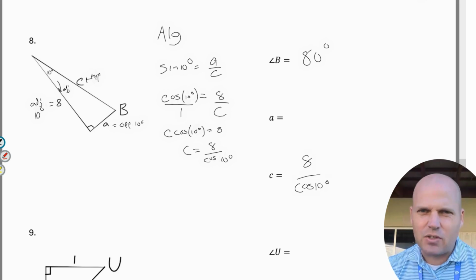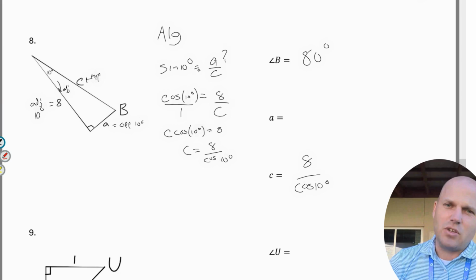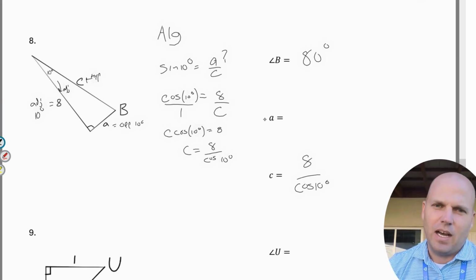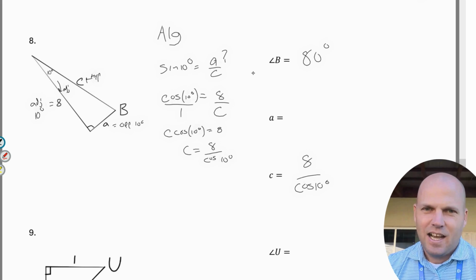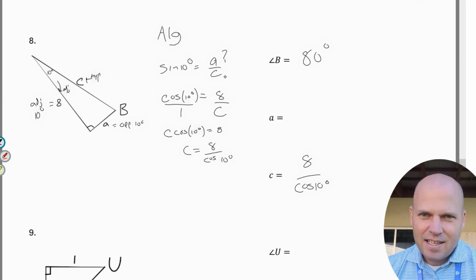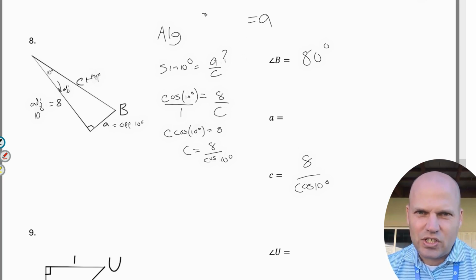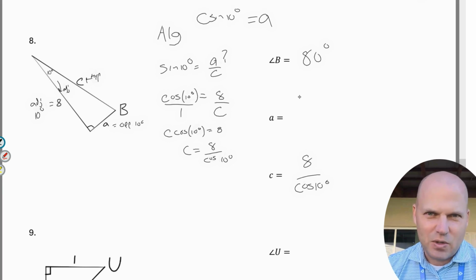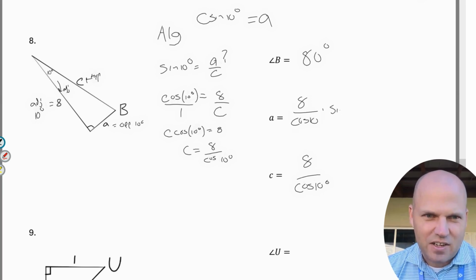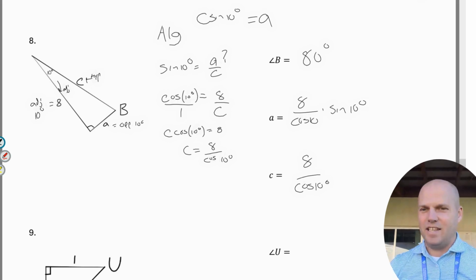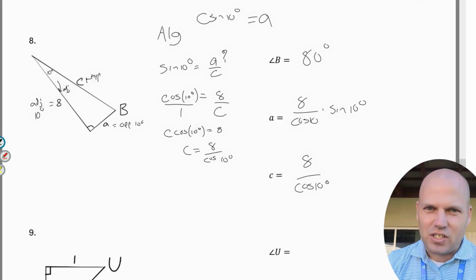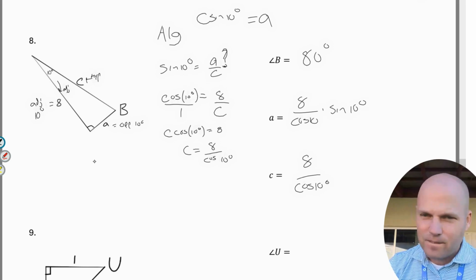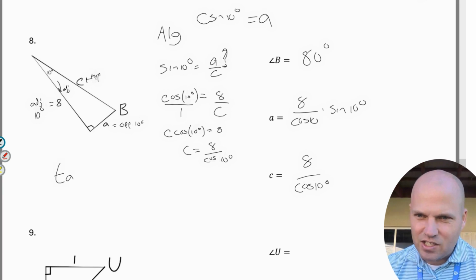If I can't use sine and cosine... because I can actually use sine now if I wanted to. Now that I know what c is, I know that a equals c times the sine of 10 degrees. I know what c is, so I could do 8 over the cosine of 10 degrees times the sine of 10 degrees, but watch what is going to happen. There's something else besides sine and cosine out there. And that, my friends, is tangent.